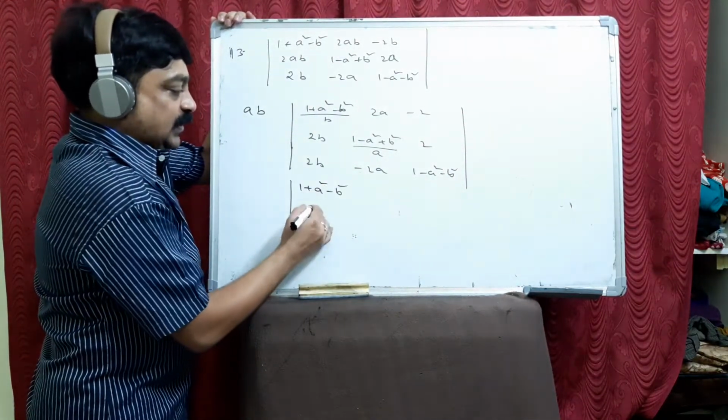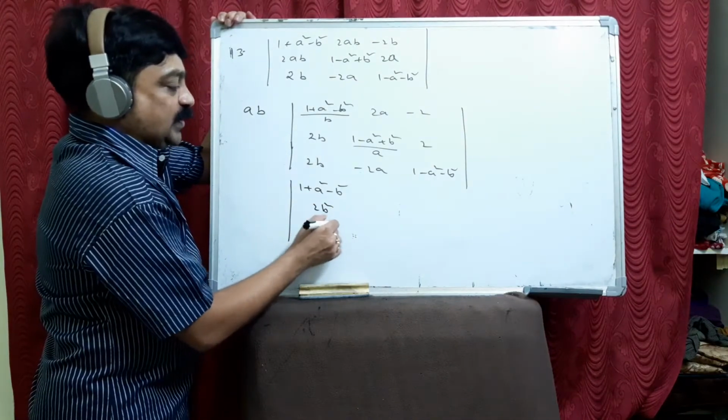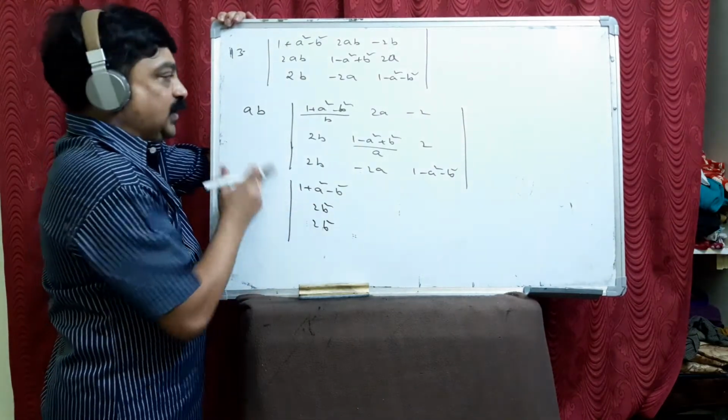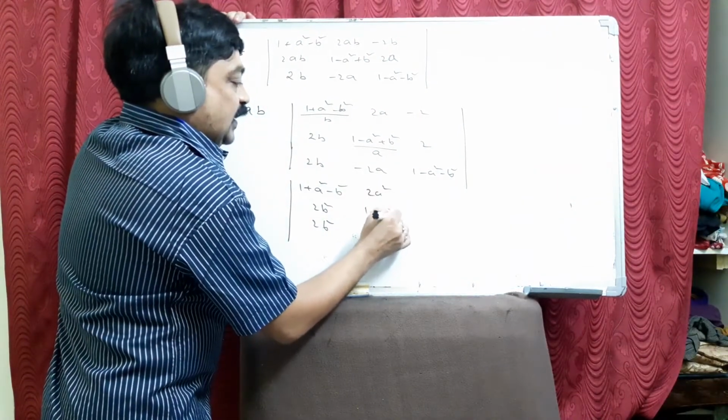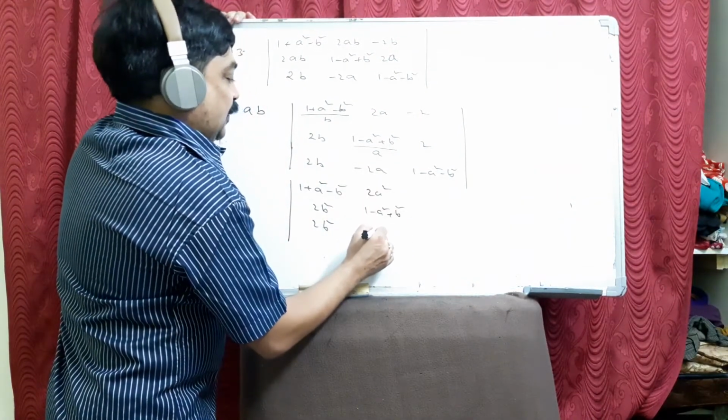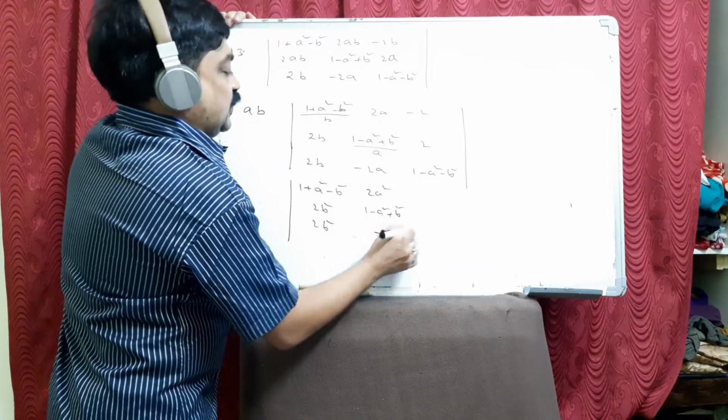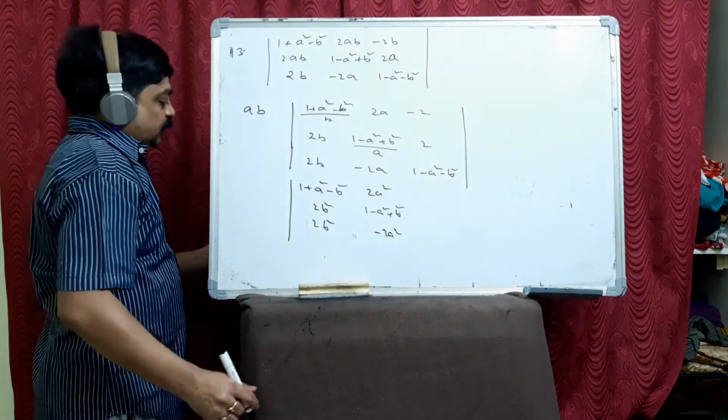B gets cancelled. It becomes 2b square, 2b square. Now the fraction got eliminated. A with the second column. 2a square, 1, a square plus b square, minus 2a square. Is it minus? Yeah.